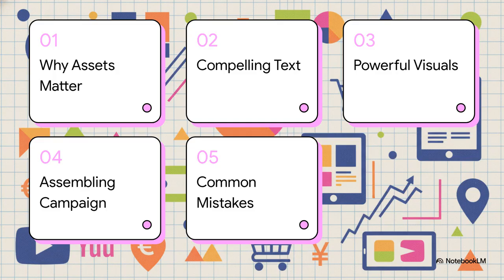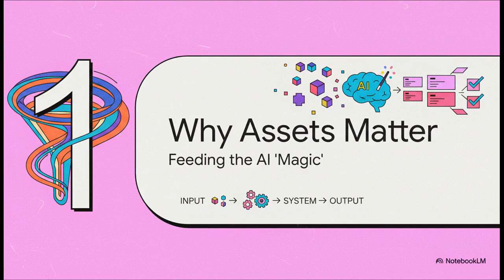So here's our game plan. We've broken this playbook down into 5 simple parts. First, we'll talk about why these assets are so crucial. Then, we'll dive right into the practical stuff, how to craft text that actually gets clicks and visuals that really connect. After that, we'll walk through how to put the whole campaign together, and, this is a big one, how to avoid the most common mistakes people make. Let's begin.